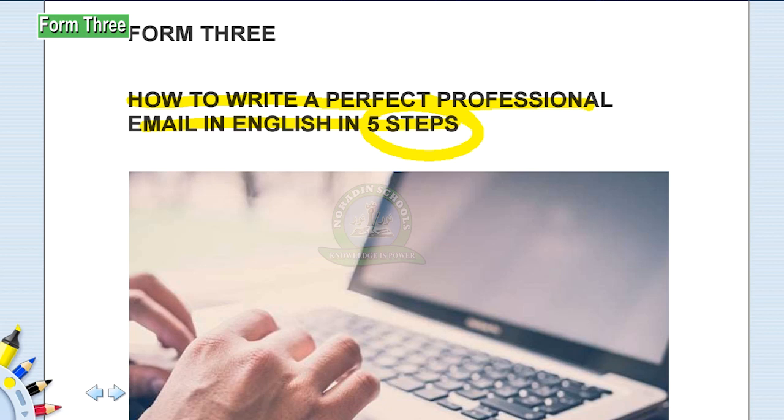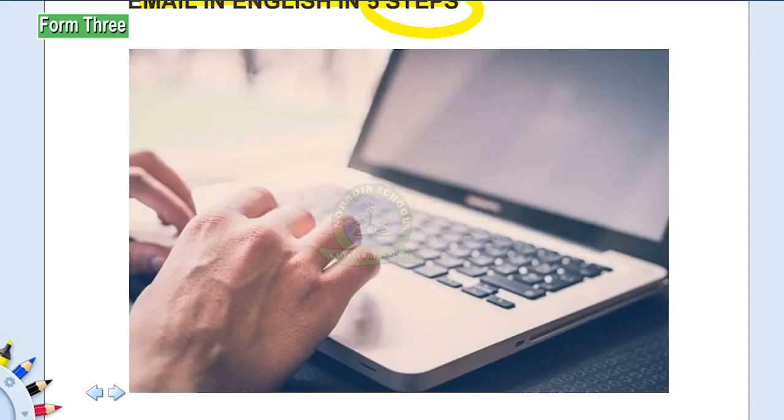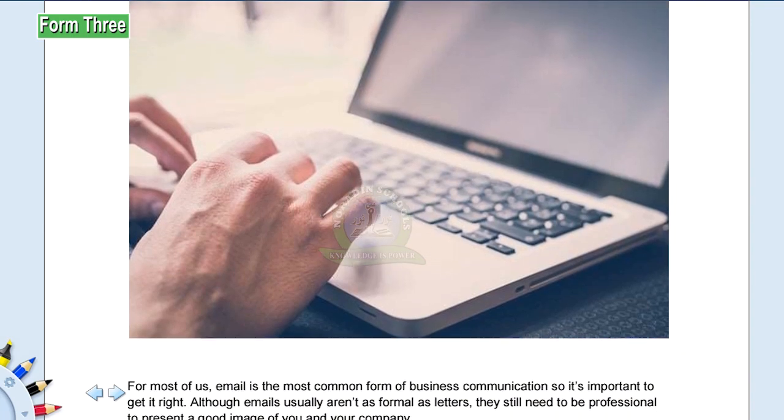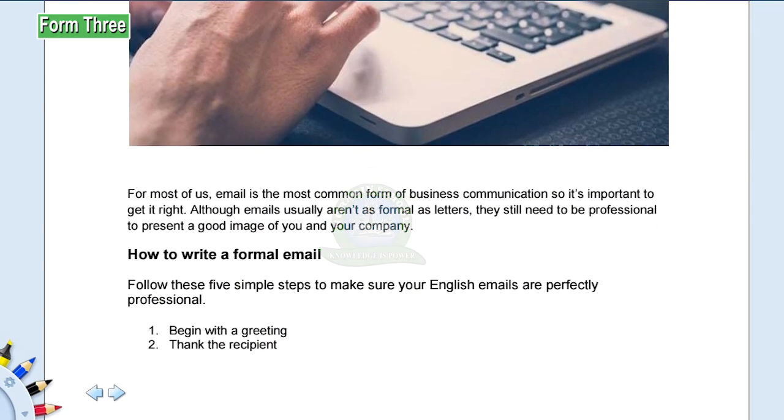Okay. Look, you see this picture? A guy with a computer. When you are writing something, you need to have all your materials ready. If you are writing, for example, an email, you must have your computer ready, or maybe your pen. Look at this picture. Fine. Let's take a look at this one.